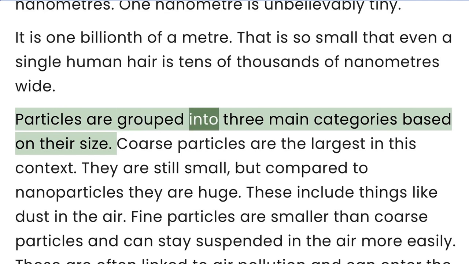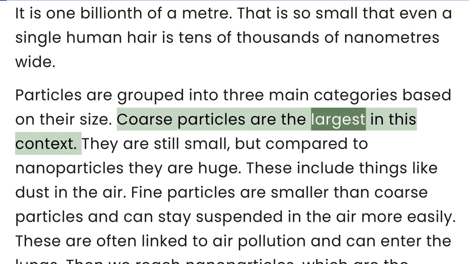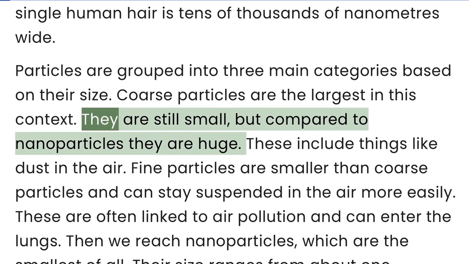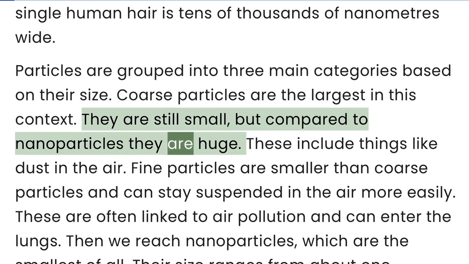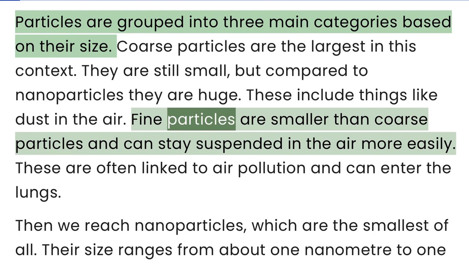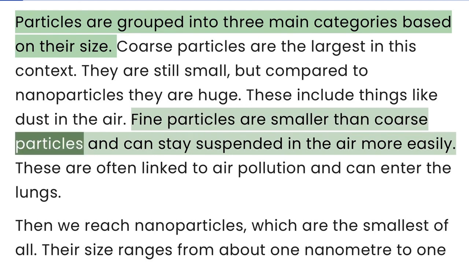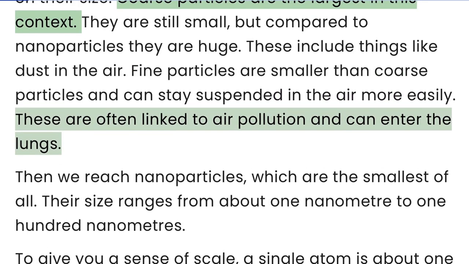Particles are grouped into 3 main categories based on their size. Coarse particles are the largest in this context. They are still small, but compared to nanoparticles, they are huge. These include things like dust in the air. Fine particles are smaller than coarse particles and can stay suspended in the air more easily. These are often linked to air pollution and can enter the lungs.